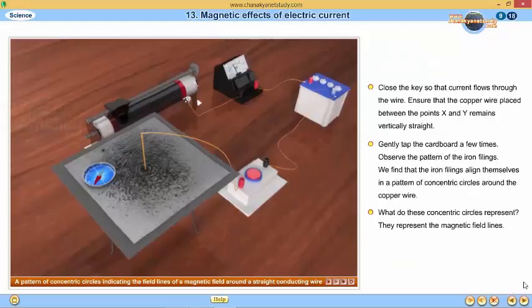Close the key so that current flows through the wire. Ensure that copper wire placed between the points X and Y remains vertically straight. Gently tap the cardboard a few times. Observe the pattern of the iron filings. We find that the iron filings align themselves in a pattern of concentric circles around the copper wire. What do these concentric circles represent? They represent the magnetic field lines.